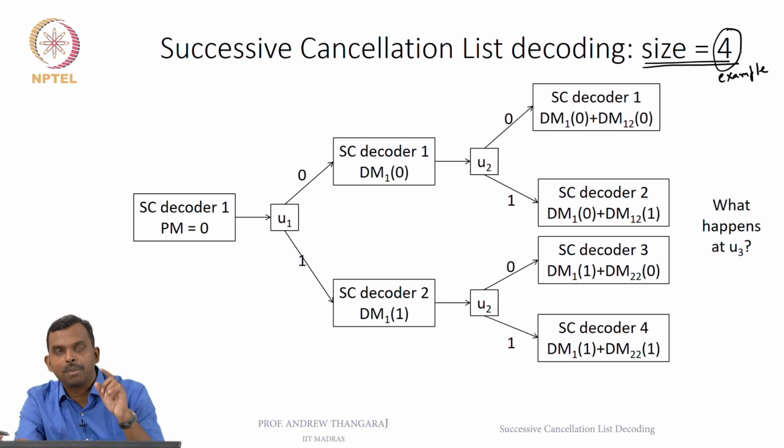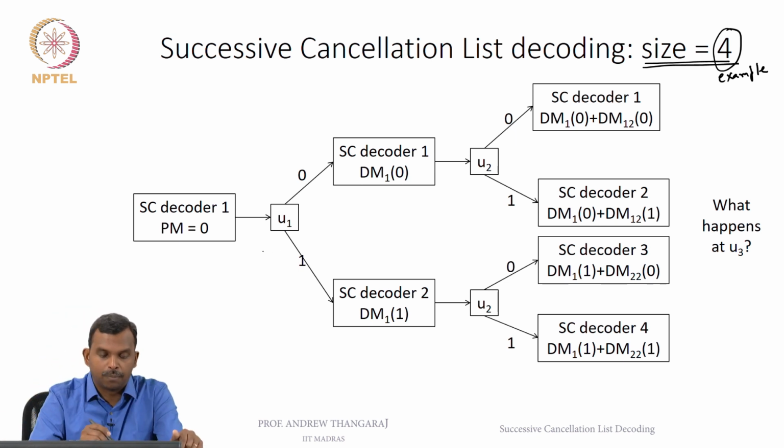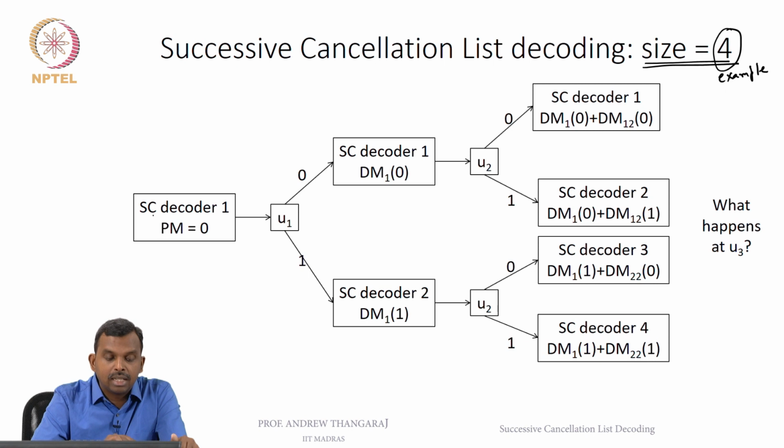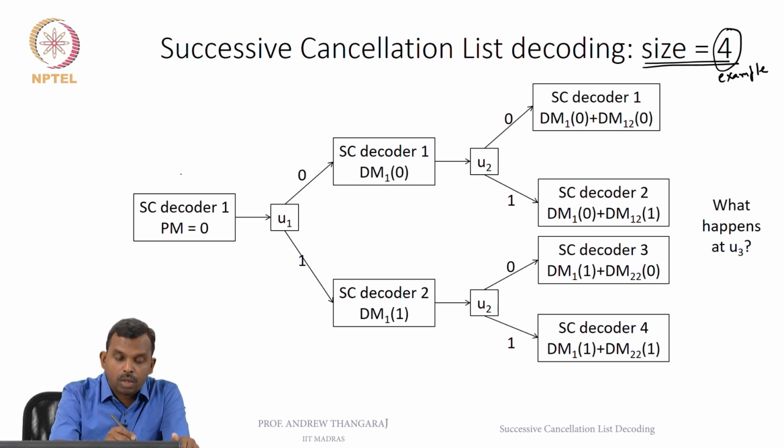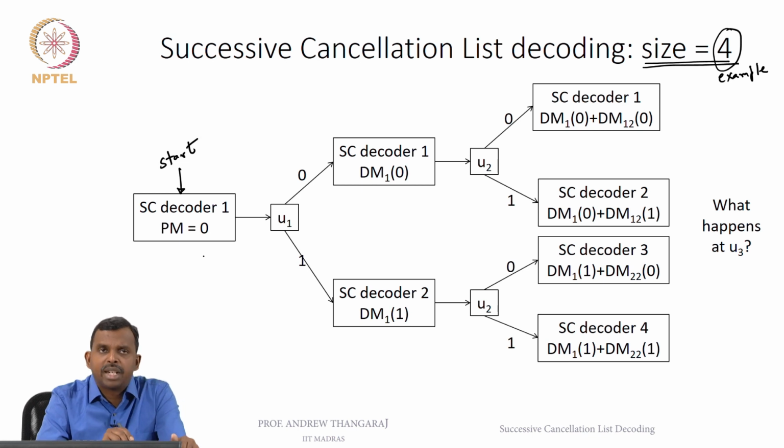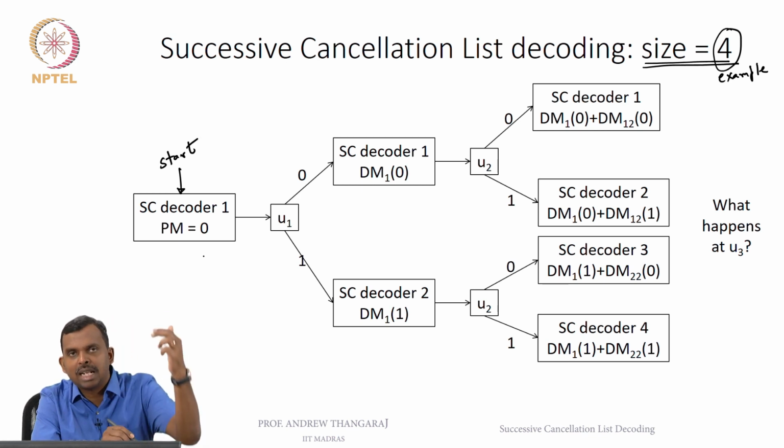I kept saying for every decision you can decide either 0 or 1. But if you keep on doing it, the number of possible paths will quickly diverge. At the first place it will diverge into 2, and that's what is shown here. Initially you start with a single successive cancellation decoder. This is your initial starting point, and you have a path metric of 0. You're not making any decisions. You're starting from the root.